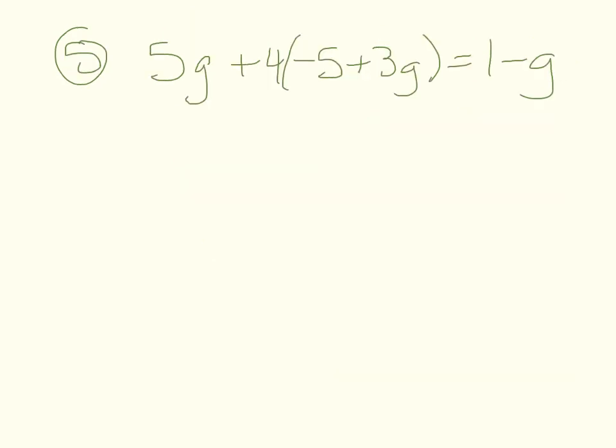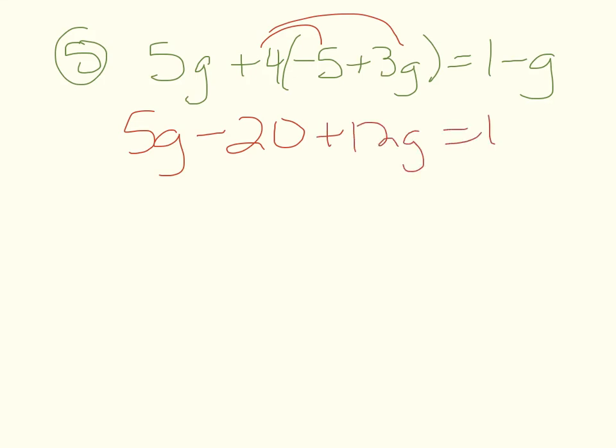Last one. Let's get rid of our parentheses. First step, always get rid of your parentheses. Now this 5g has nothing to do with the parentheses, so I'm going to bring it down. Now I'm going to distribute. 4 times negative 5 is negative 20. 4 times 3g is 12g equals 1 minus g.